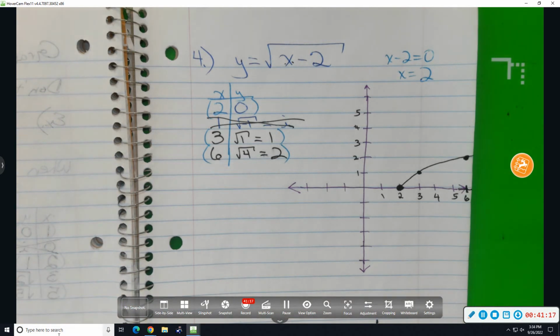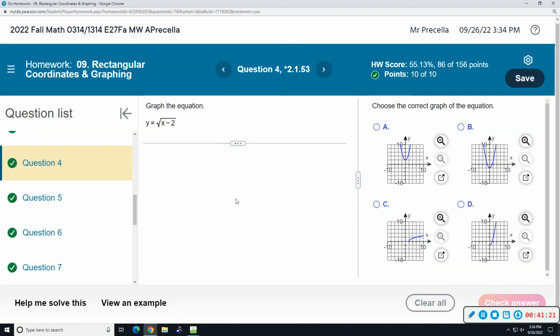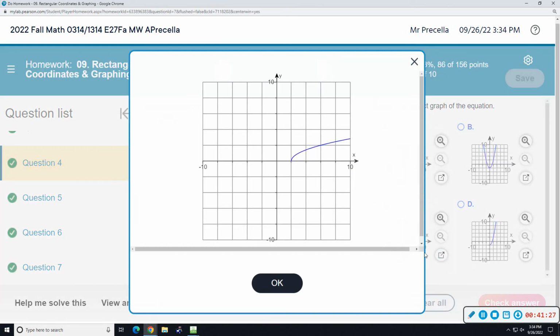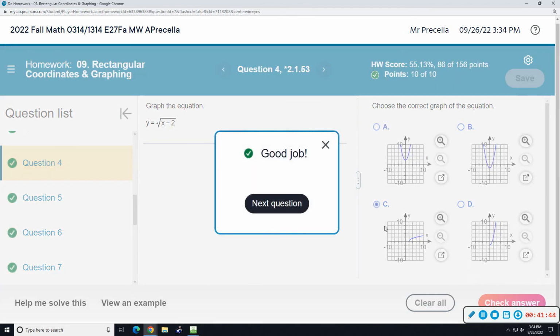Okay. We got A, B, C, or D. I think it's another C, isn't it? I think I'll pop it out so it's bigger. There it is. Looks like they're incrementing in units of 2. There's 2, 0. There's 6, 2 right there. I agree. It's option C. Any questions there?